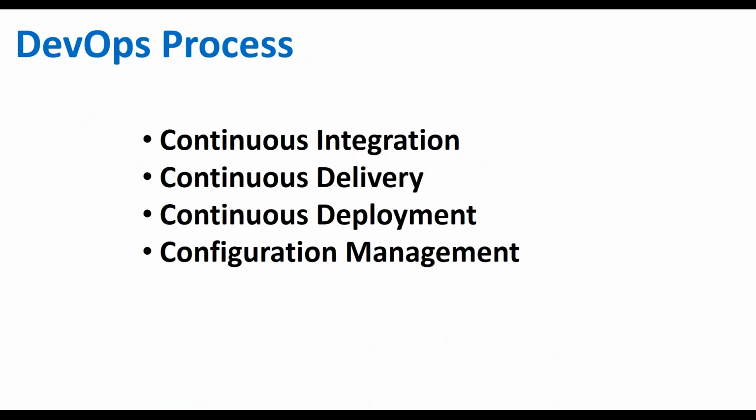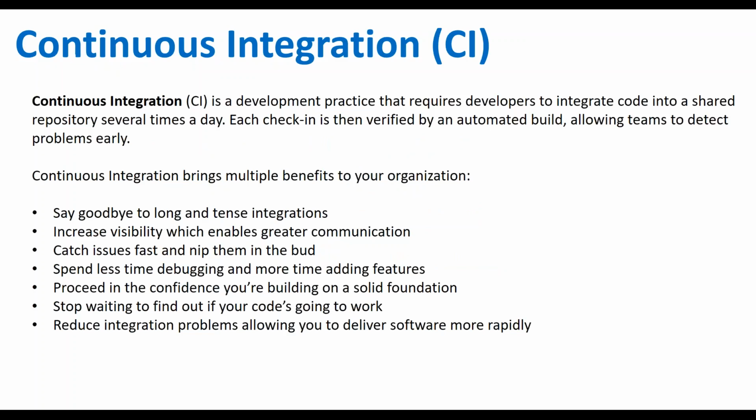Now whenever we go with DevOps, there are certain terms and practices we usually hear in the DevOps culture. One is CI, continuous integration; CD, continuous delivery; CD, continuous deployment; CM, configuration management; and one more CM, which is continuous monitoring. So these are the four major terms we usually hear in DevOps culture.